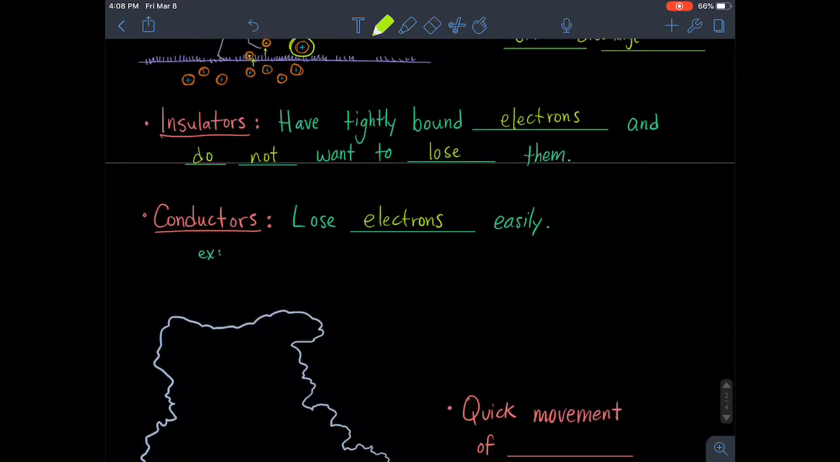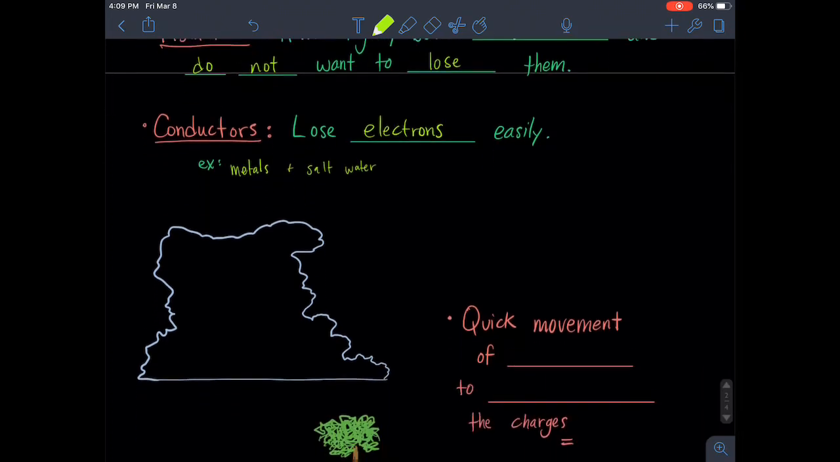All right. So some examples of those are things like metals. And that's why, if you go touch that metal door handle after you slide across some shag carpet, you're probably going to send a shock into the metal door handle because those electrons are going to jump into the metal. So metals, and then even actually salt is a type of metal. So salt water also is going to be an example of a conductor.